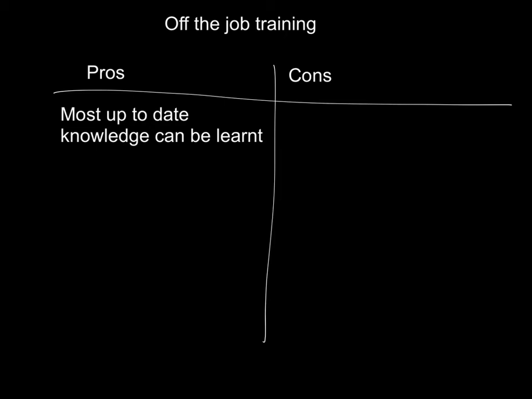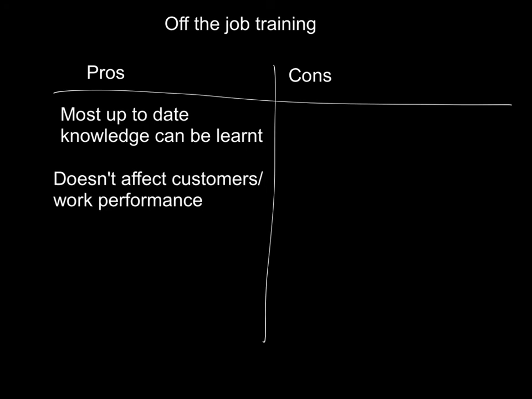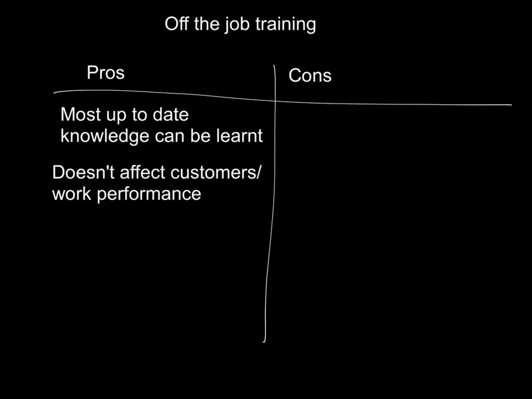Another advantage is that it doesn't affect the customers or the work performance. Because one of the problems of on-the-job training is that it may actually have an impact to customers and to the work productivity, because you're trying to learn as you go. But this doesn't interfere with the actual job. You're in a separate location. You're not actually doing your job at the time you're learning, so it doesn't affect the customers. It doesn't affect work performance.